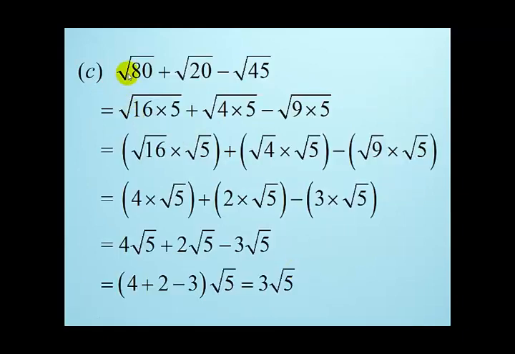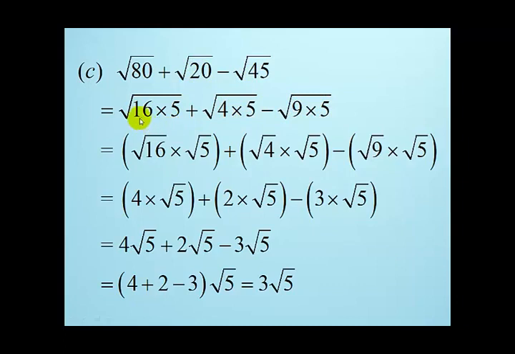Now C, square root of 80 plus square root of 20 minus the square root of 45. Now with the number 80, we search for two numbers which, when we multiply, we get 80 in such a way that one must be a perfect square, and 80 is the same as 16 times 5. And so you can see that 16 is a perfect square. Now 20 can also be expressed as 4 times 5, and 4 is a perfect square. 45 can also be expressed as 9 times 5, and 9 is a perfect square.